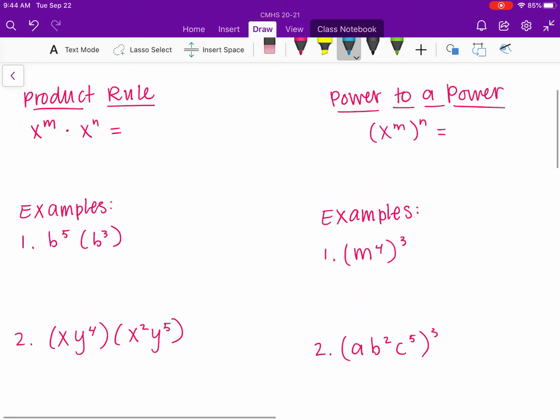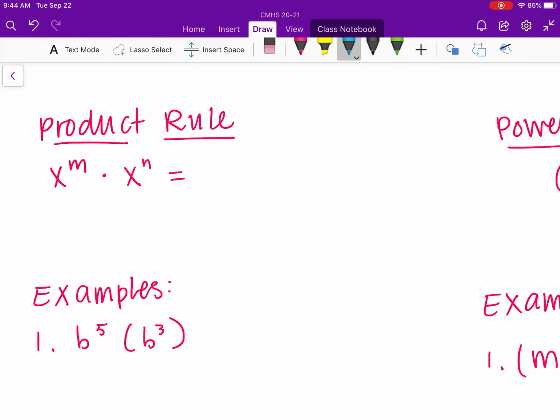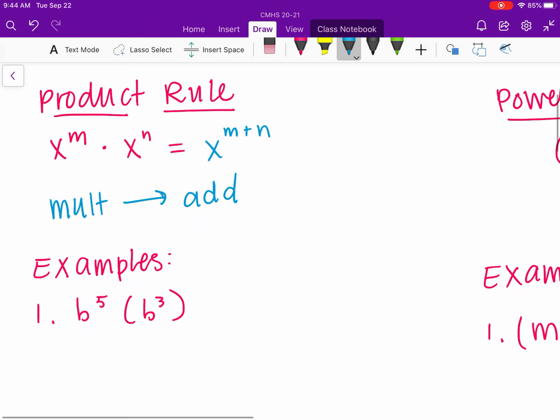So first on the left, we have something called the product rule. Product means multiplication, so if you're multiplying these two together, x to the m times x to the n, what we're going to get is x, combine the base, and then write the exponents in addition. Okay, m plus n. So really, if we're multiplying exponents, we really add them. Okay, multiply actually means to add.